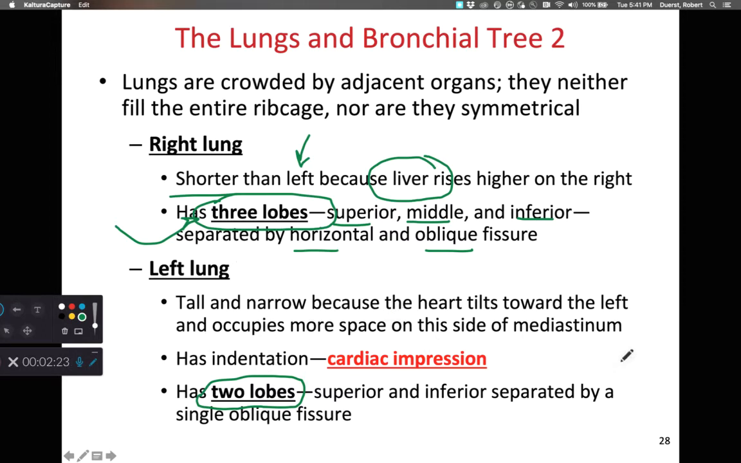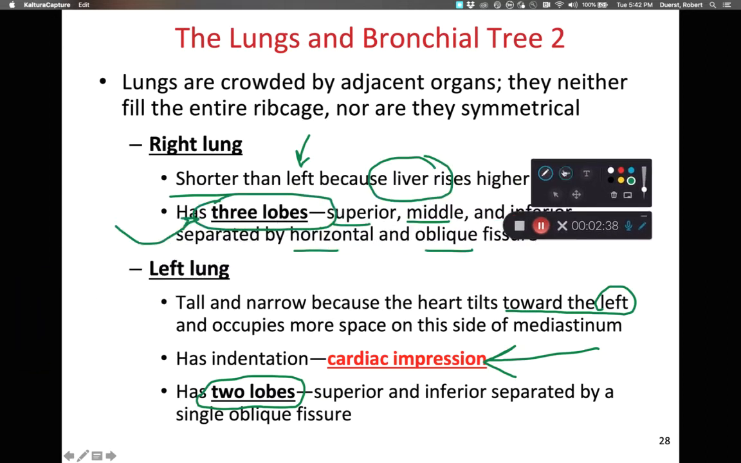However, the left lung has this giant indentation called the cardiac impression. And this cardiac impression is so that we can make room for the heart, which tilts towards the left side of our thoracic cavity. Because our left lung is smaller to make room for the heart, we ultimately will have the two lobes, a superior and inferior, versus the three lobes of the right lung.